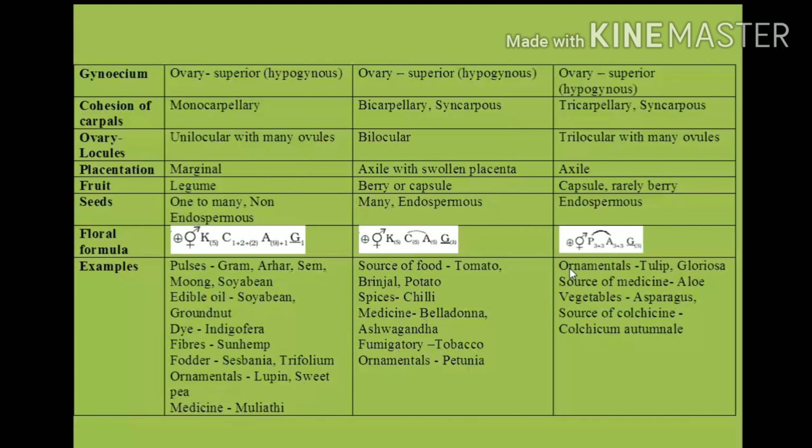Finally, Liliaceae. The ornamental plant is tulip and gloriosa. A very common source of medicine is aloe vera. Vegetables, that is asparagus, and the source of colchicine, that is colchicum autumnale. So that is all about the three families and their comparative account of all their features.